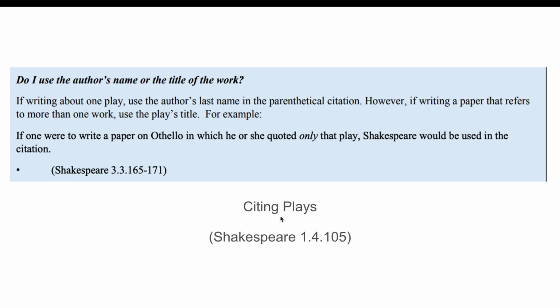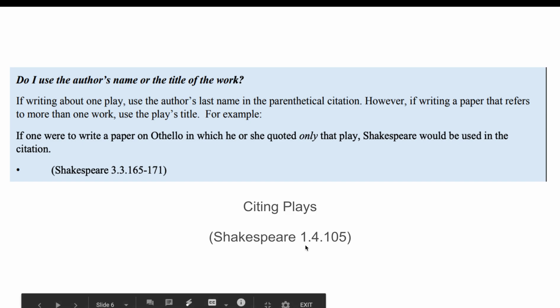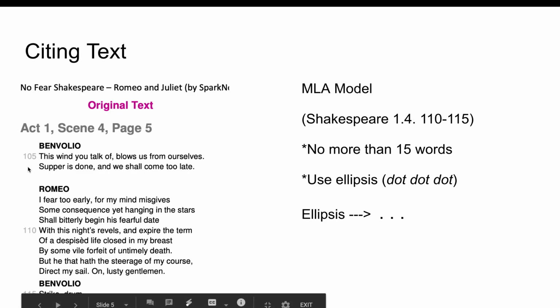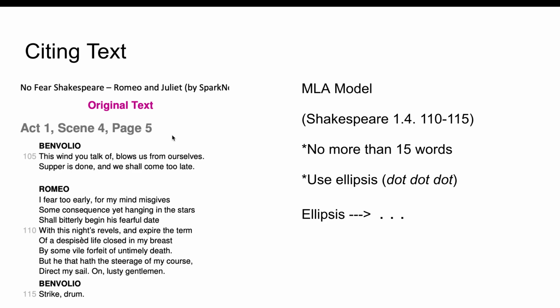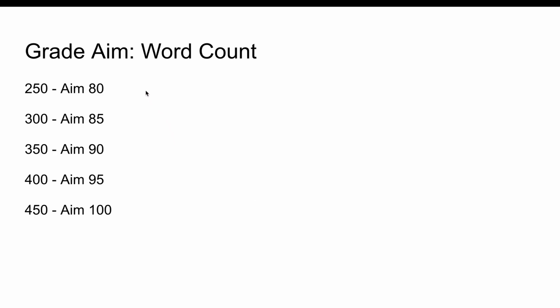Again, this just shows you how to cite a play. The author's name, Shakespeare. This is the act number, dot, scene number, dot, line number. And the line numbers are located in the left margin of the text that we have uploaded in EDSB. For this assignment, to receive an 80, it has to be at least 250 words. It can go all the way up to 450 if you want to receive up to 100 points.